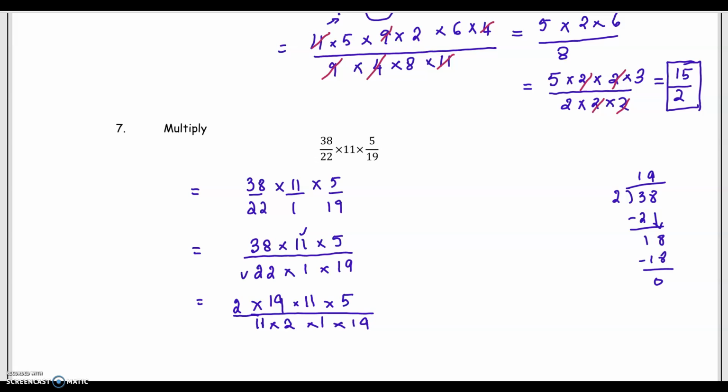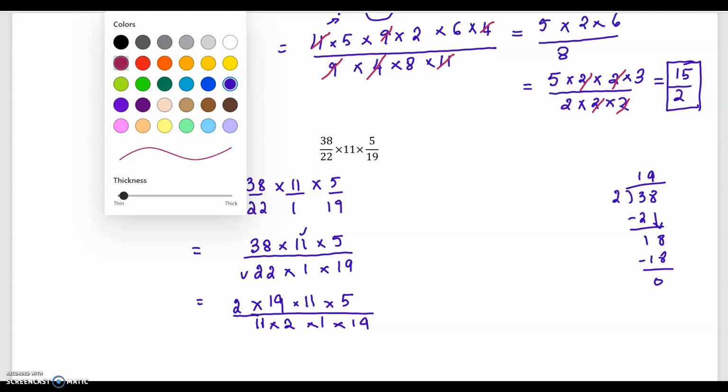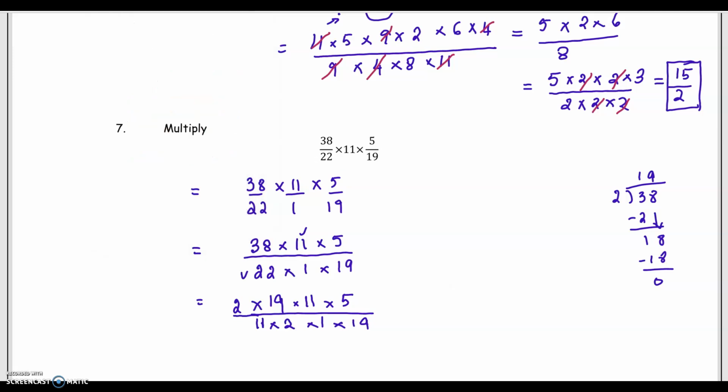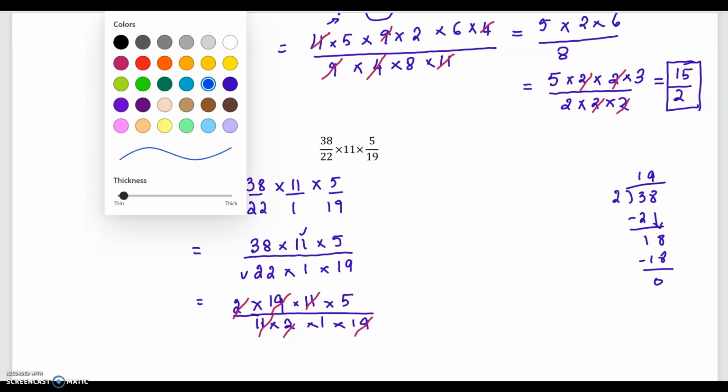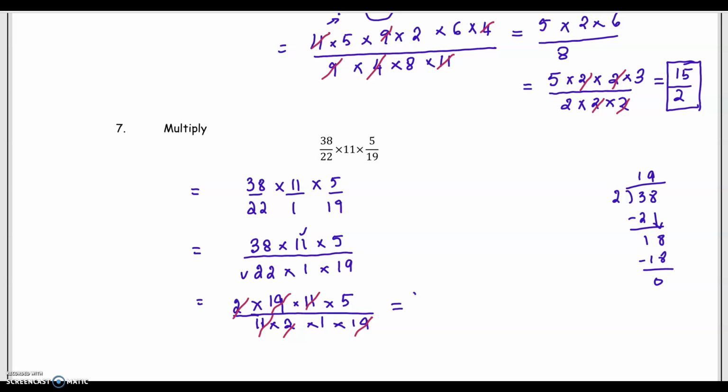Now clearly, you have a lot of common factors to cancel. Cancel 19 with the 19, which means 19 over 19 is a 1. 11 over 11 is a 1. 2 over 2 is a 1. And we are left with a 5. Everything else is cancelled.